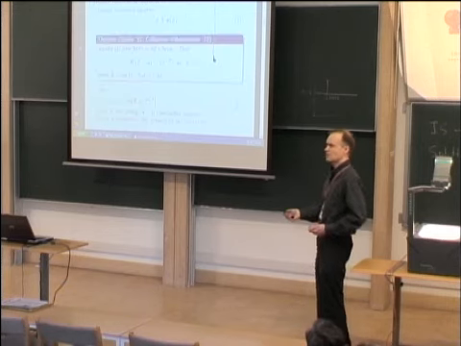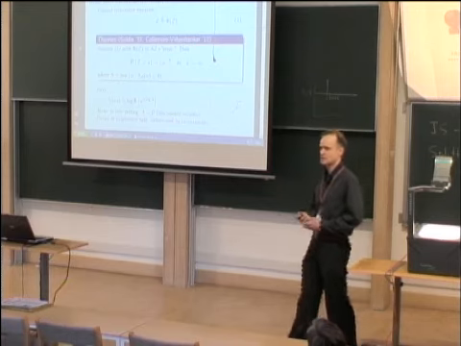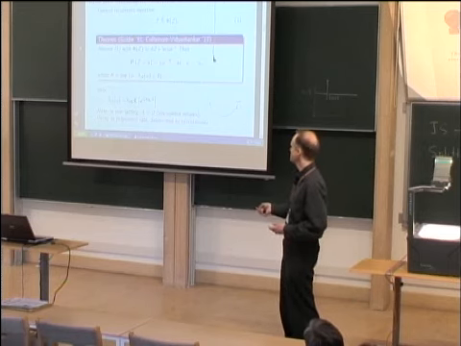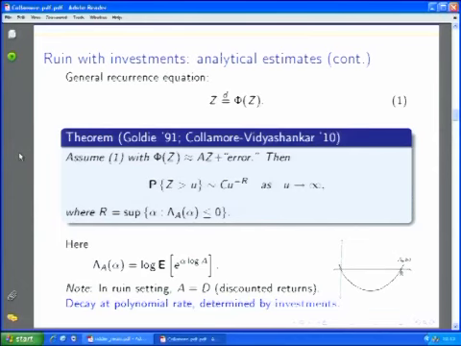And in this general framework, we can appeal to a very general result of Goldie from 1991, which discusses solutions to recurrence equations of this type. And so in his case, he makes some additional assumptions on the form of the function phi of Z, which says in a very rough sense that this should look like a multiplicative factor A plus a kind of error term. And this, in fact, can be verified. These conditions can be verified in the context of the ruin problem.